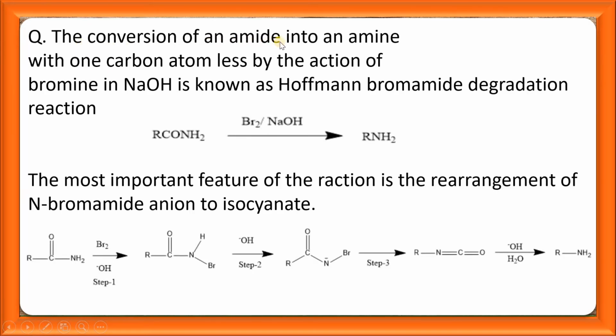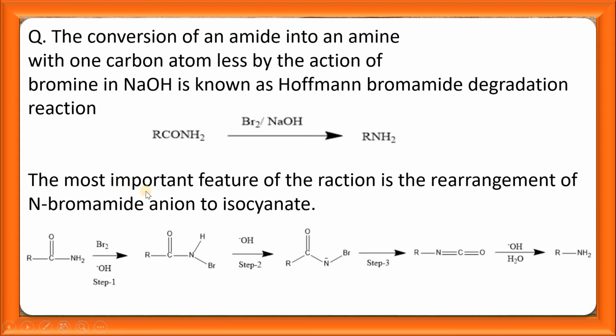The conversion of an amide into an amine with one carbon atom less by the action of bromine in NaOH is known as Hofmann-bromamide degradation reaction. So this is the reaction and this is the amide. Amide on reaction with Br2 and NaOH gives rise to the corresponding amine. So this one carbon atom gets reduced.